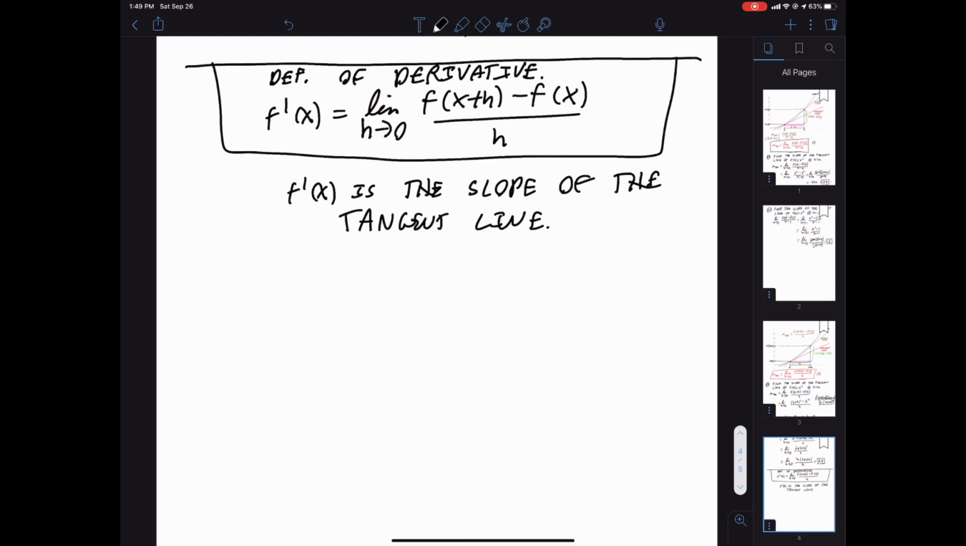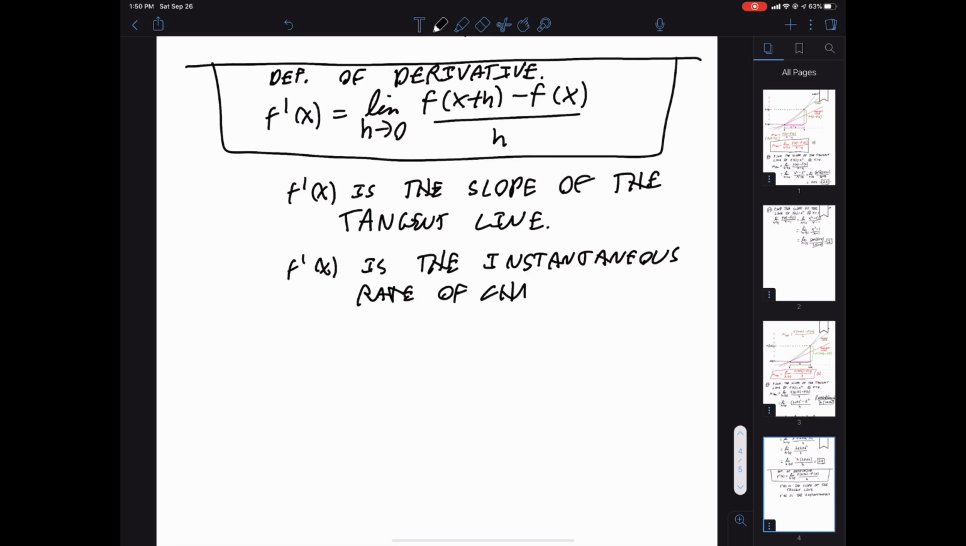So first of all, f prime of x is the slope of the tangent line. And now if you remember, in the last section, f of b minus f of a over b minus a was the average rate of change. And we talked about how you know your velocity at a specific point, at an instant. That was the slope of the tangent line. So here's the other thing. The derivative is the instantaneous rate of change. It's not over an average. It's at a specific point, it's your rate of change.